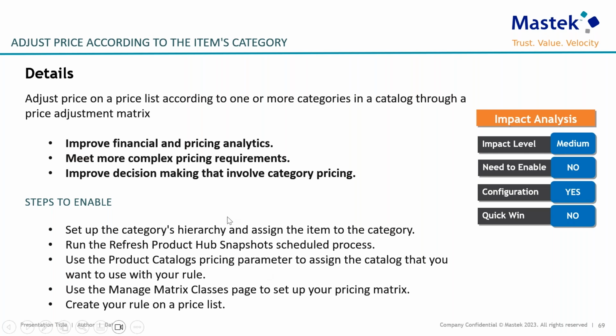So to enable this, we need to make configuration changes. There will be no opt-in for it, and again, this will not be a quick win for us, because it requires regression testing. The steps to enable: set up a category hierarchy that we already discussed. We need to run a schedule process, and then we need to use the manage matrix classes to set up a pricing matrix. Then we can create a rule for it.